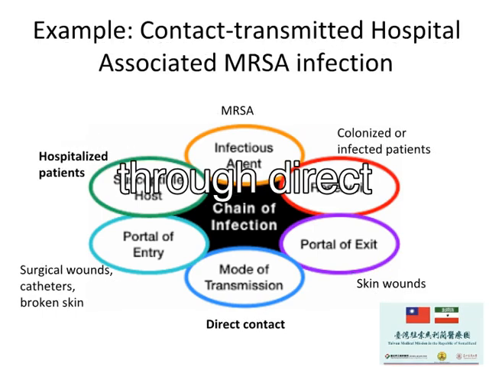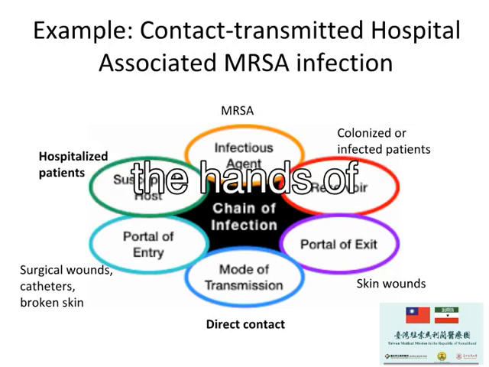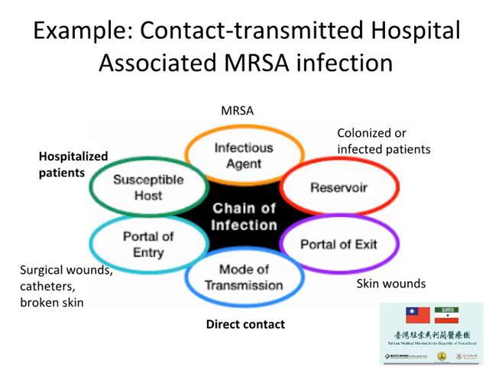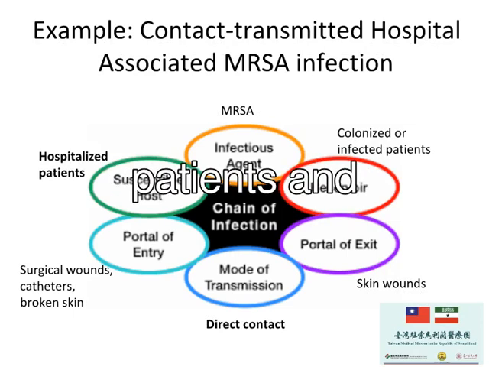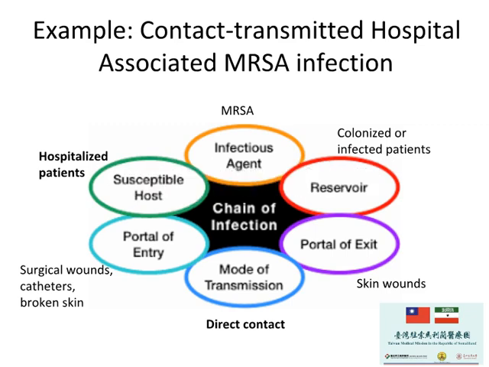MRSA spreads through direct contact with infected wounds or contaminated surfaces, often via the hands of healthcare workers. It enters the body through surgical wounds, catheters, or broken skin. Hospitalized patients and individuals with weakened immune systems are at higher risk.